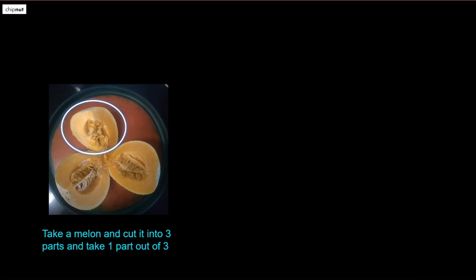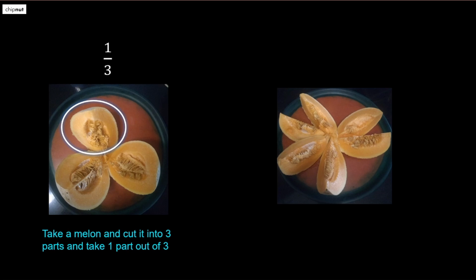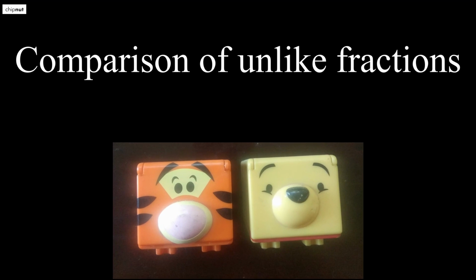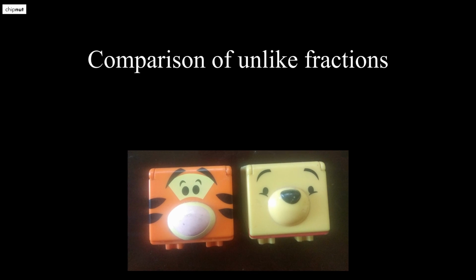Same with a melon. If we take a melon and cut it into three parts and take one part out of the three, the fraction becomes 1 by 3. Now, if we cut the melon into 6 parts and take one part out of it, it becomes 1 by 6. And again, these are unlike fractions because the denominators are different. Now, comparison of unlike fractions.